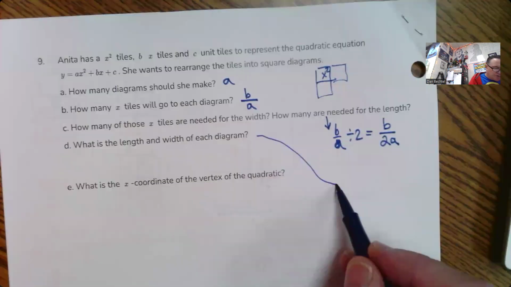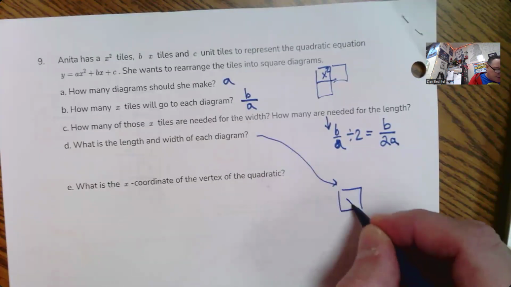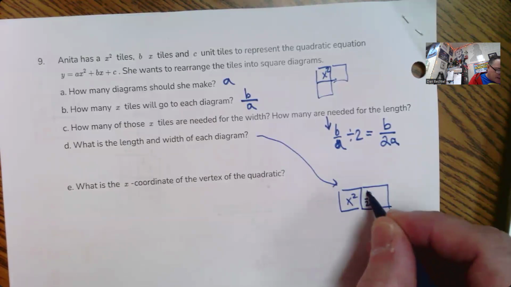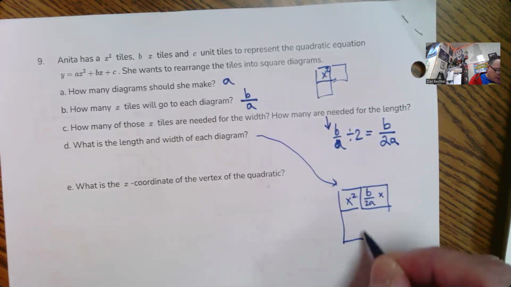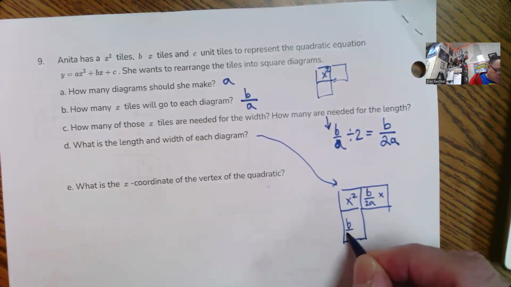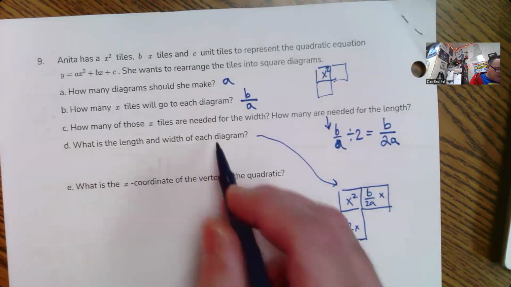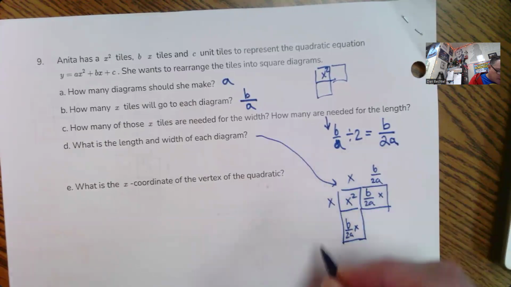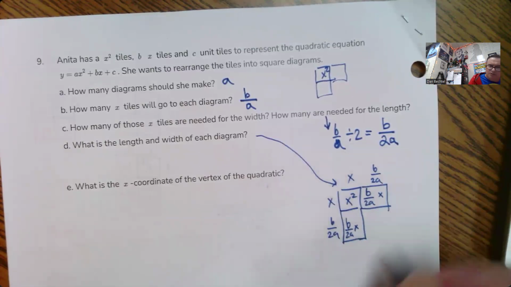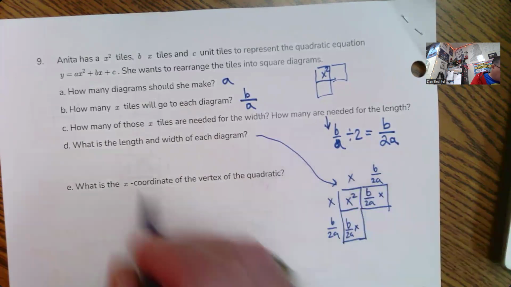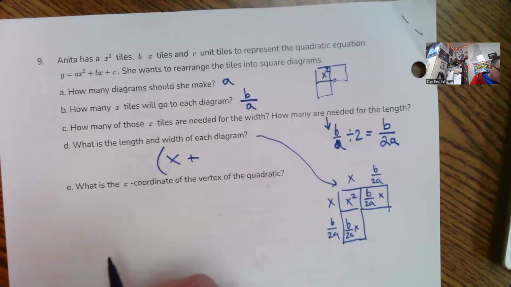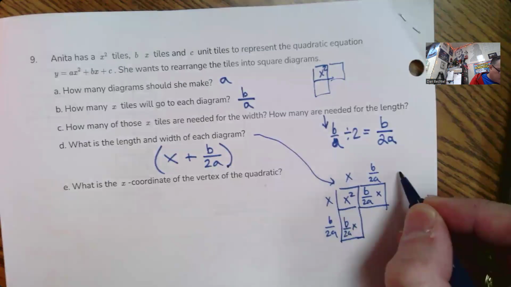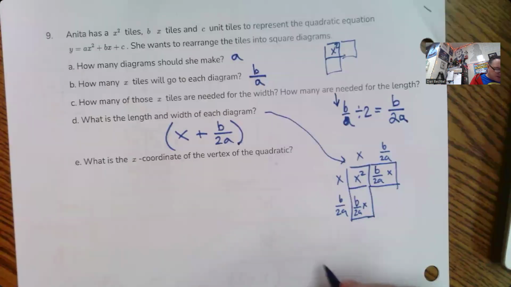All right, I'm going to just go over here for a minute. Each diagram has an x squared. In this case right here, we would have B over 2A x. And here I would also have B over 2A x. So the length and width of each diagram would be an x and an x. And then here it would be B over 2A, right? Just based upon the way that I had done this before. So the length and the width would be x plus B over 2A here and here.